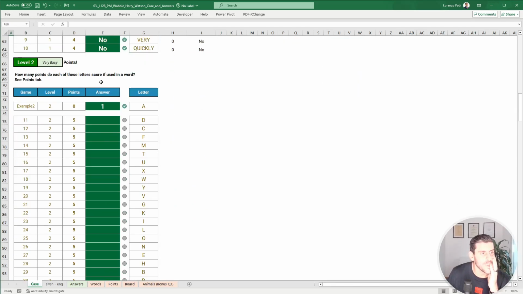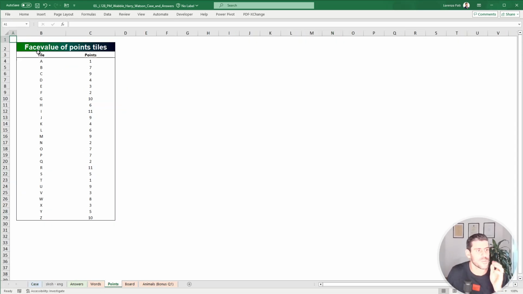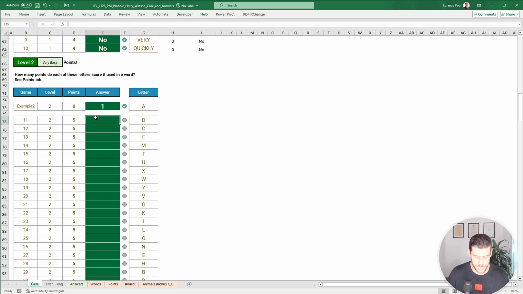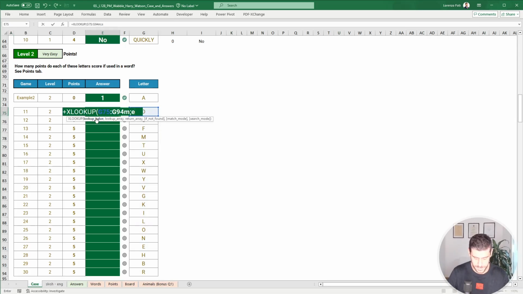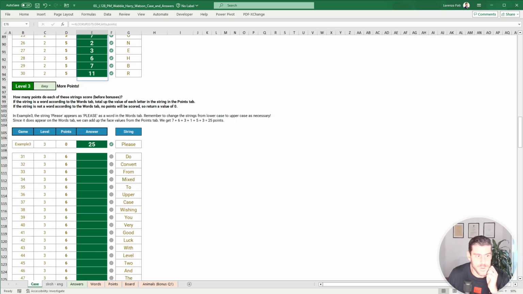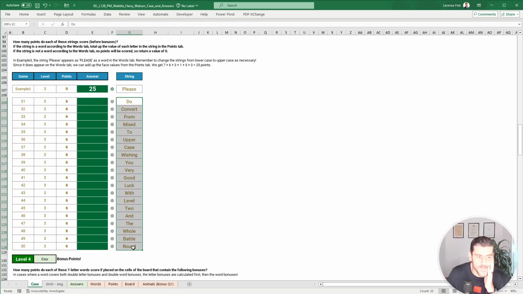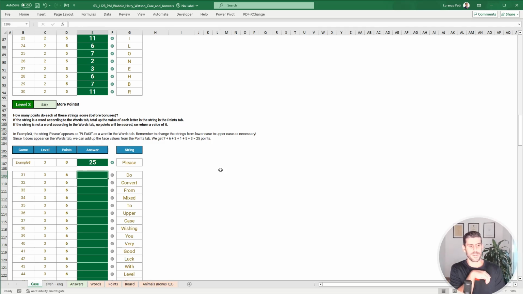How many points do each of these letters score if used in a word? Well, this is quite easy as well, so let's name it endpoints. And so this is an XLOOKUP of this into letters, returning points, and that's it as well. Here I had a heart attack because I noticed the int after the full game has been done, so it was like 30 seconds to submit. Luckily for the solution I used, it doesn't have any impact.